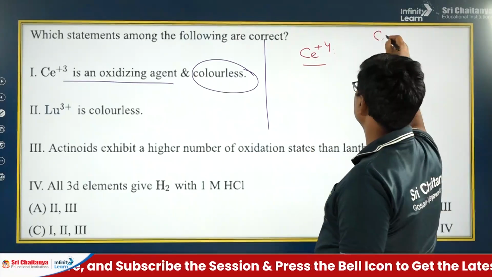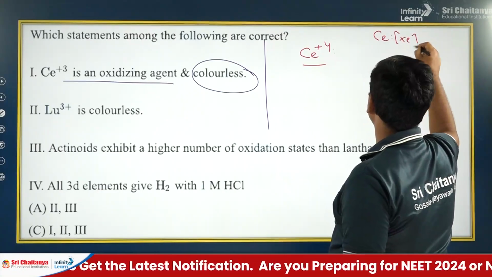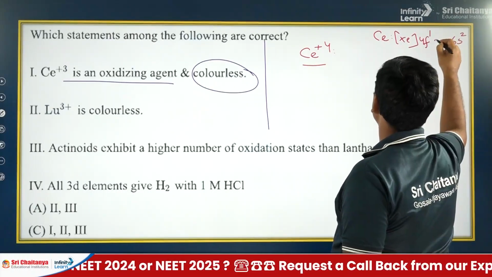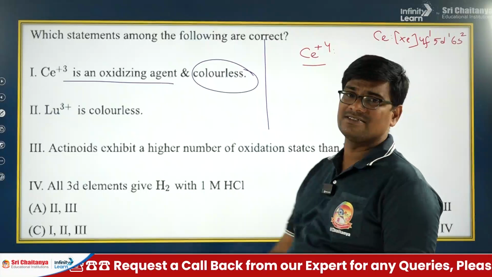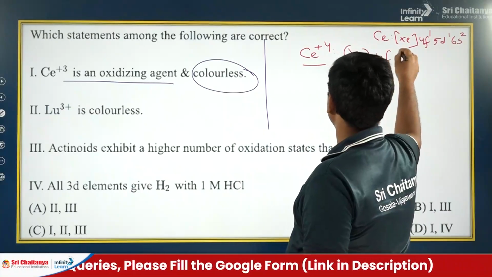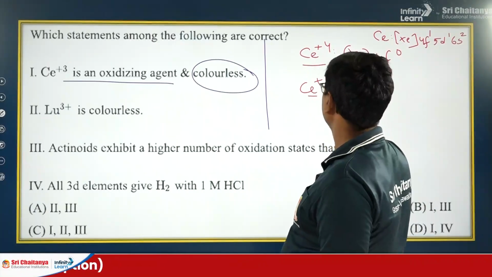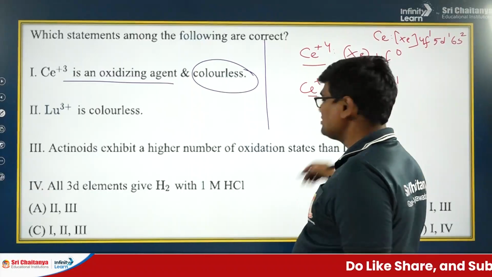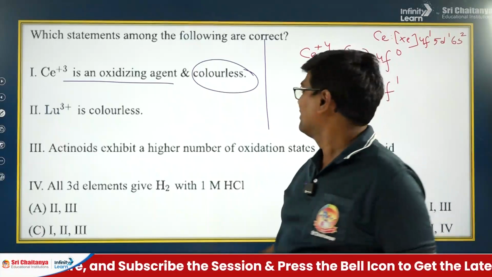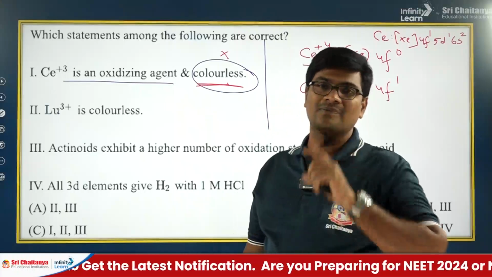If you see the cerium configuration, we are going to get it as xenon 6s2 4f1 5d1. This is the configuration for cerium. Cerium +4 means it has xenon configuration with no d electrons, no f electrons. What about cerium +3? Xenon 4f1. So cerium +3 has 1 f electron. So here it is mentioned colorless, which is actually wrong. Cerium +3 is colored. It has 1 unpaired electron.